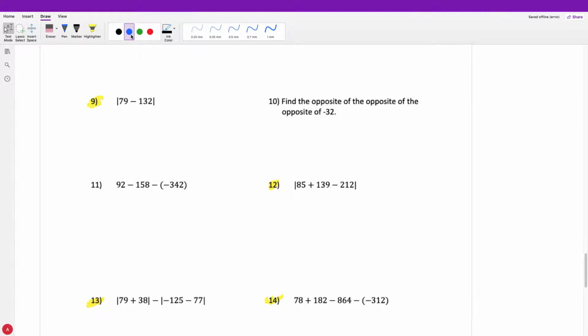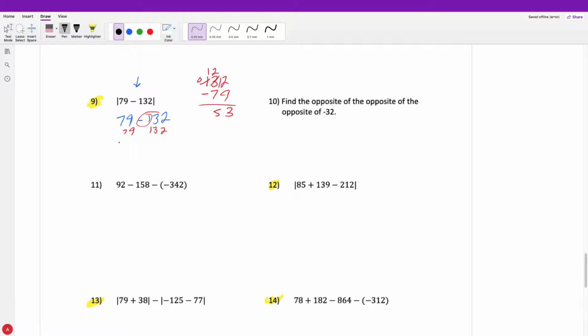All right, so for this question number 9, we have the absolute value of 79 minus 132. We treat the absolute value like it's a parentheses, so we need to do what's on the inside first because it's grouped together. So that means that we need to do 79 minus 132 first. So now we look and see, all right, well, we can treat them both as positive numbers because we have different signs, and we're going to take the larger number and subtract the smaller one. So 132 minus 79, okay, then we get 53. But since the larger number was negative, that means that this is actually negative 53.